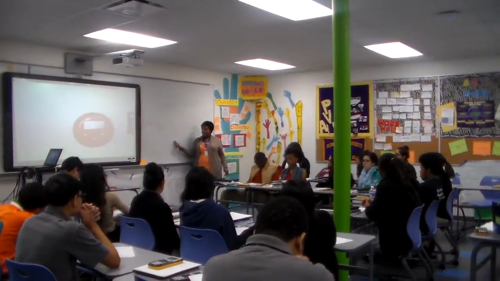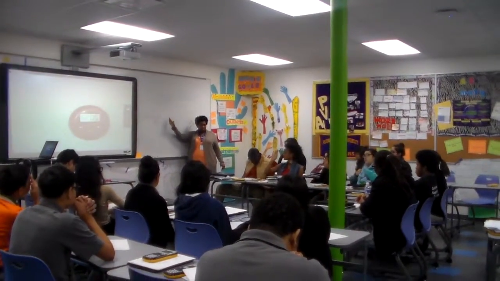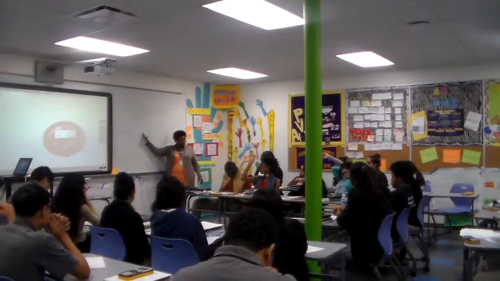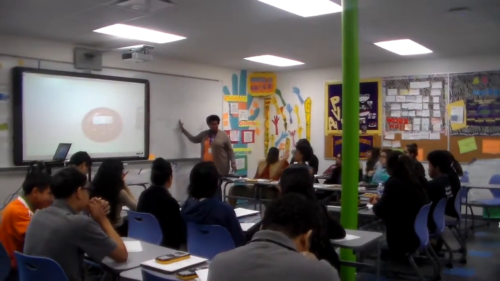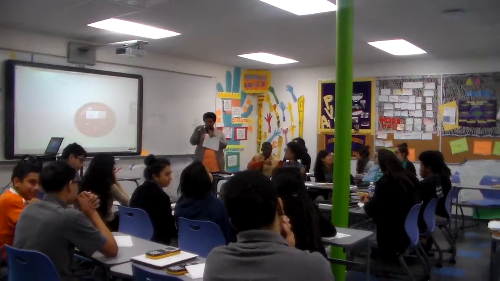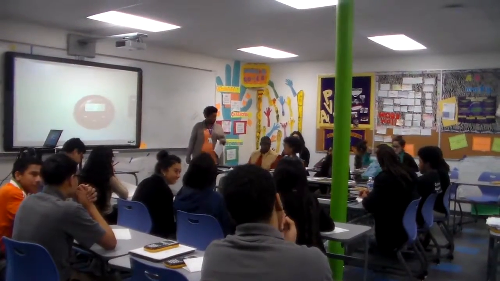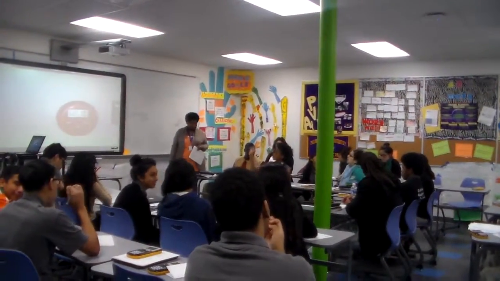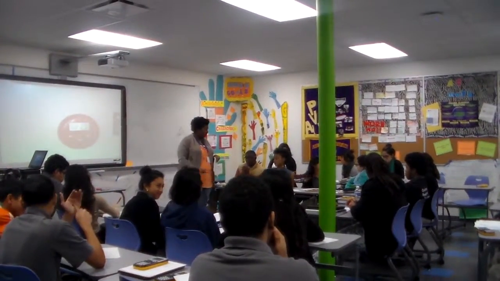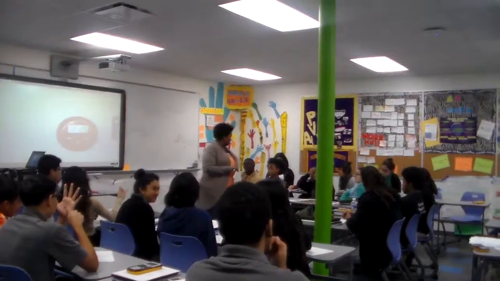What happens if we have 2 lines? How does our slope tell us about a relationship between 2 lines? Go ahead and turn to your neighbor. What does the slope tell us about the relationship between 2 lines? They're parallel to something.